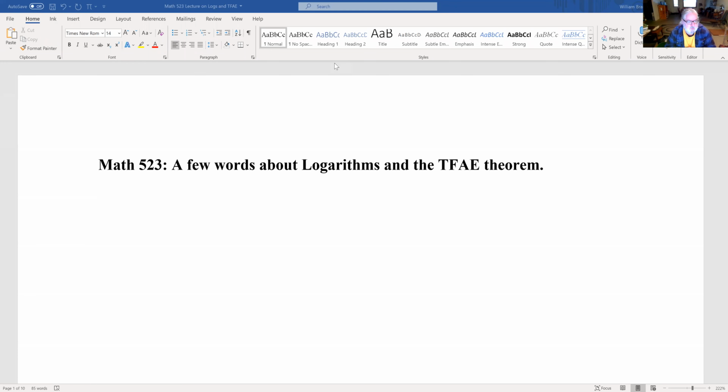Okay, so a few words about logarithms in the TFAE theorem. It's not actually called the TFAE theorem, that's just what I call it because I need to be able to refer to it. So logarithms.